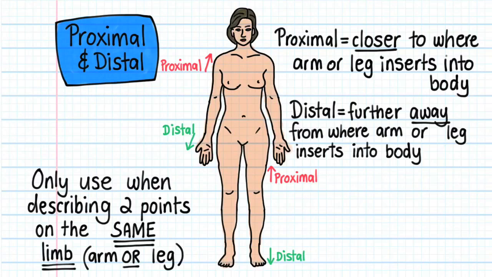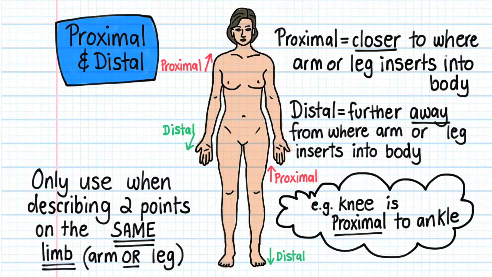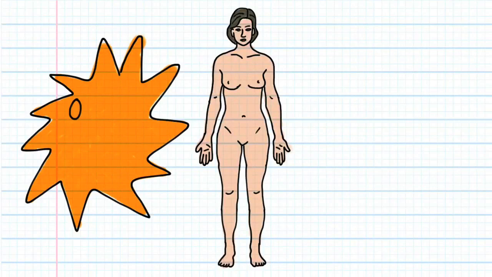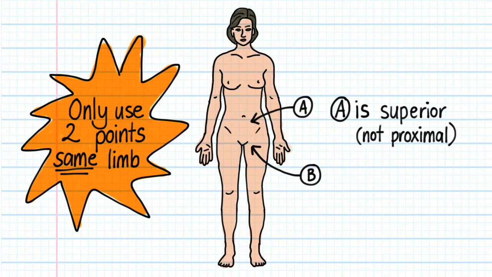We can use the terms proximal and distal in the following ways. On the leg, the knee is proximal to the ankle because the knee is closer to where the leg inserts into the body. But on the arm, the wrist is distal to the elbow because the wrist is further away from where the arm inserts into the body. Remember, only use the terms proximal and distal when referring to 2 points on the same limb. If a point is no longer on the limb, like point A in this drawing, then you can't use the term proximal anymore. Instead, point A would be superior to point B.